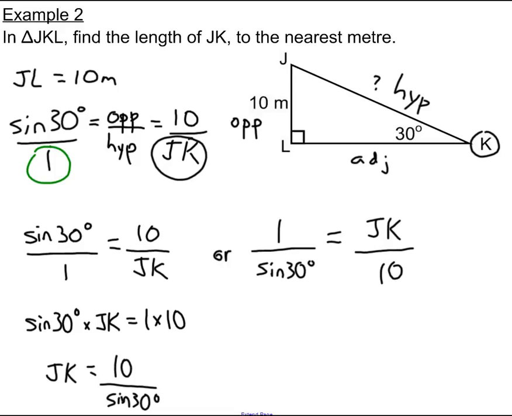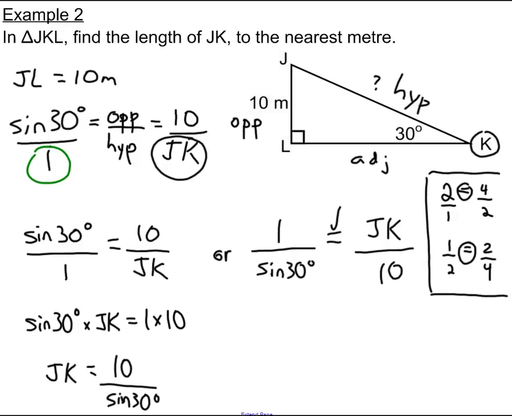So we flip both fractions, and they're still going to be equal, just a little bit like we could say 2 is equal to 4 halves, and if we flip both sides, we get 1/2 equals 2/4. Well, the fractions have changed, but the information is still equal. So that's the important part here, that we still have an equivalence. Now, to clear the fractions, we'd multiply both sides by 10: 10 times JK over 10 equals 10 times 1 over sine 30.